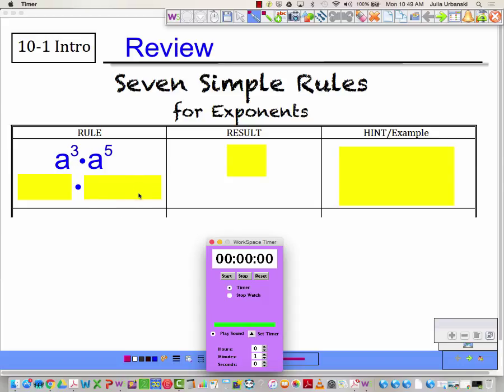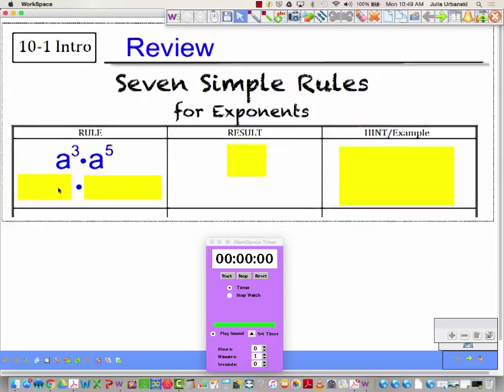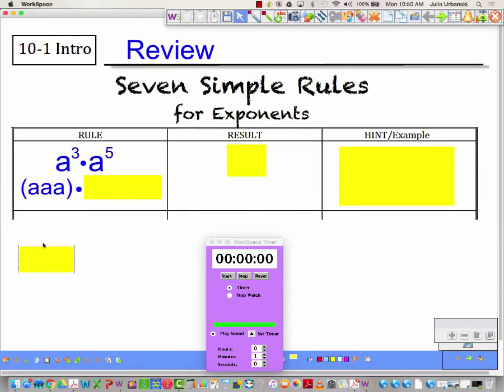And some of you already know what to do here, but please follow along with me as I try to explain why. What does a to the third mean? It means a times a times a. Perfect. A times a times a. That's the same as a cubed. Good. It means 3 a's multiplied together.